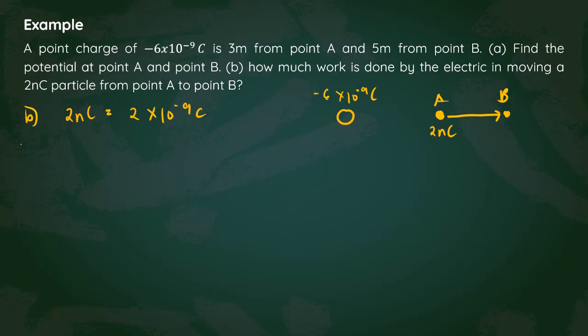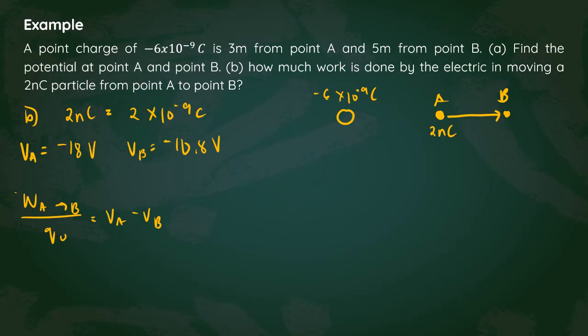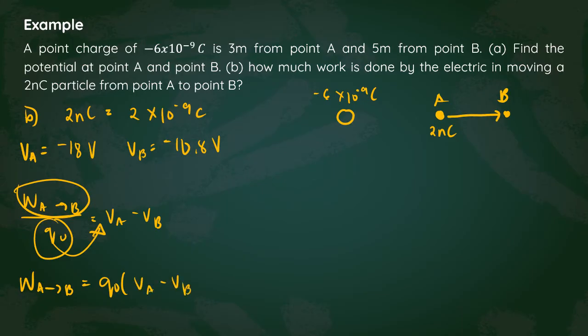Now again, if you recall our previous answers from question A, your potential at point A is negative 18 volts, and potential at point B is negative 10.8 volts. So the work done from A to B divided by the charge is equal to VA minus VB. And we are to solve for the work done. So we need to transpose this to the other side of the equation. Then the work done from point A to point B is equal to charge times VA minus VB.